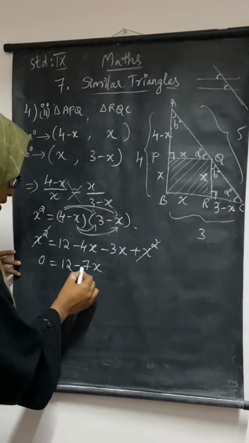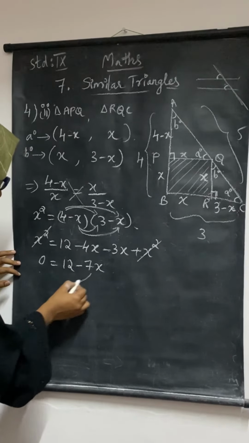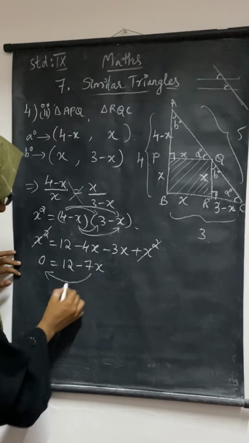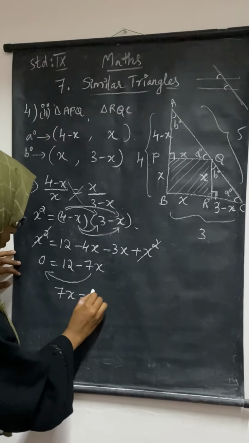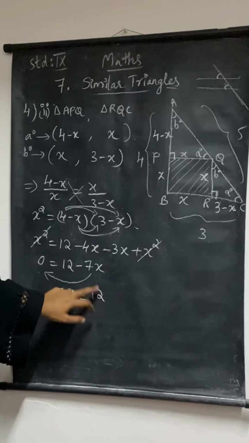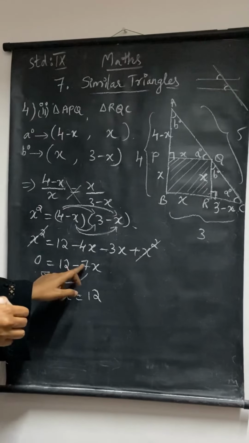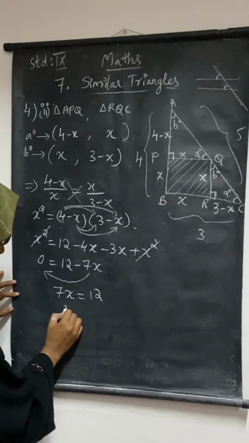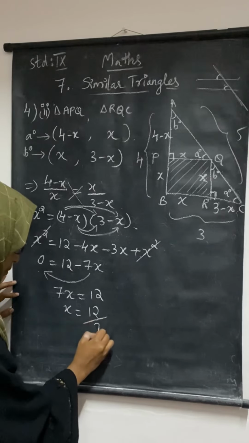So what I can do is, I can bring this side, 7x I am bringing here, so that minus becomes positive. 7x is equal to 12. Nothing I did. 12 I am keeping here, 7x bringing here. So minus 7x becomes positive. So now x is equal to 12 by 7.